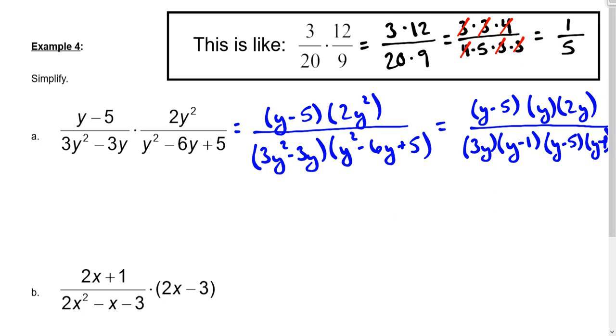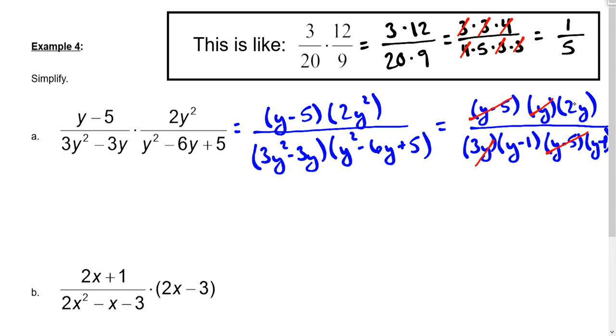Okay, so now I can start looking and saying, well, what do I have that are the same factor in the numerator as the denominator? Well, I have a y minus 5 in the numerator. I have a y minus 5 in the denominator. Those reduce to 1. I have a single y in the numerator. I have this y in the denominator that is part of 3y, but I could write it as y times 3. So I can go ahead and eliminate that y.